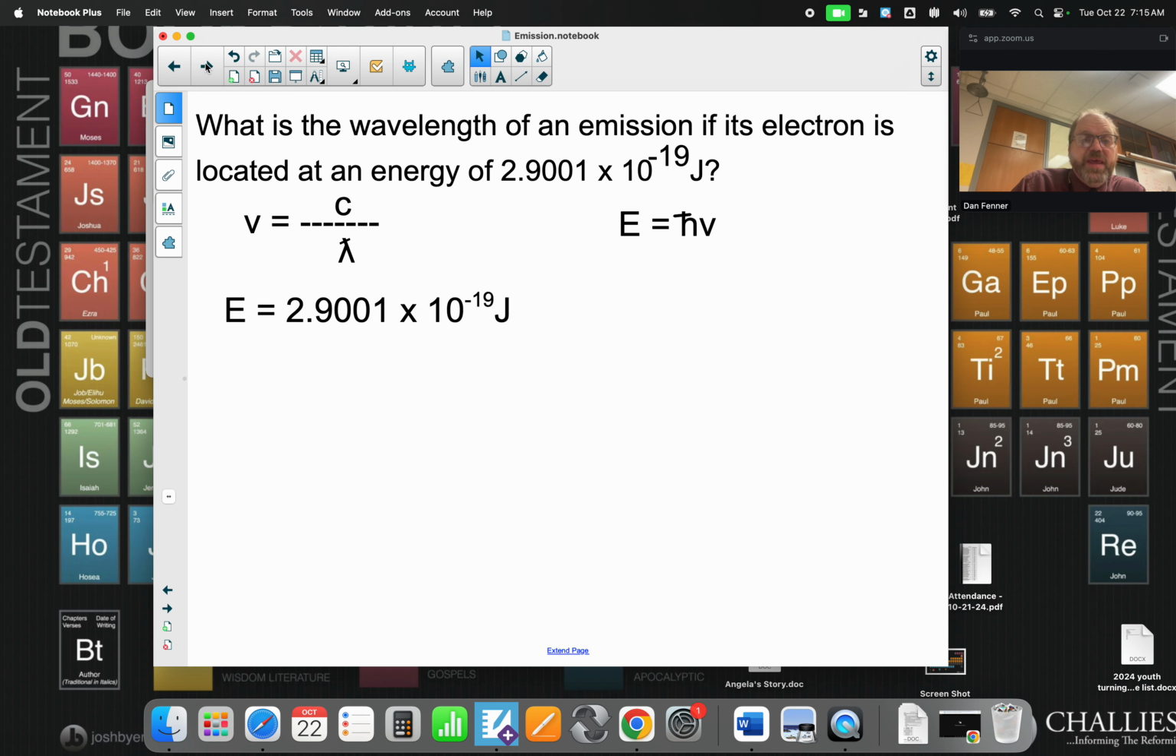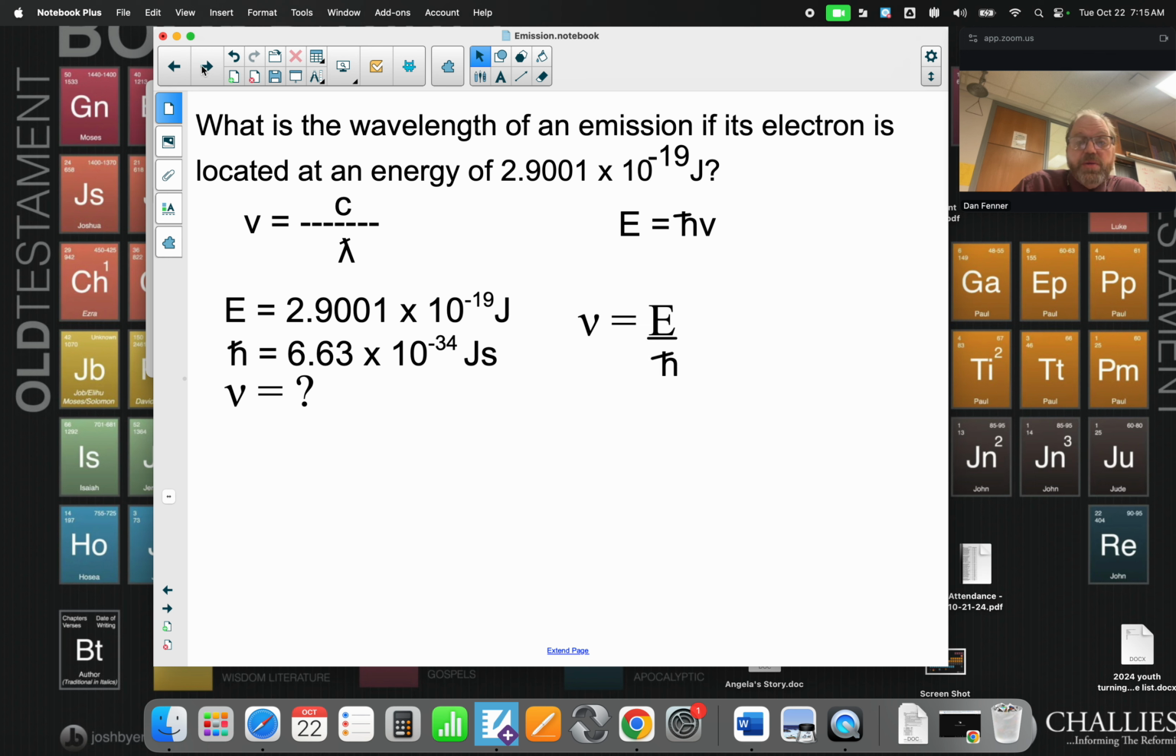And I know that E equals 2.9001 times 10 to the 19th joules. I know Planck's constant. I put the line back up there again. That's good. 6.63 times 10 minus 34th. I don't know frequency, so therefore that's my unknown value. I'm going to solve for frequency. So over here, I'm going to move h to the opposite side. So nu is equal to E over h.